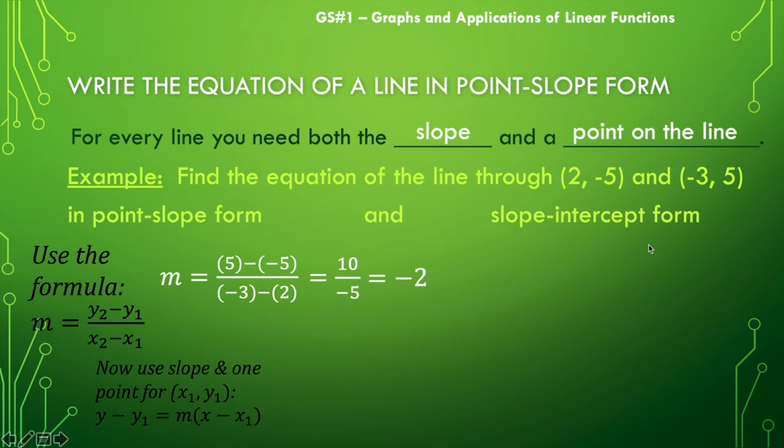Which point do you want to use? If you use the second point, negative 3, 5, it will look like this. y minus 5 is equal to negative 2 times x minus negative 3. Now, the only thing you're going to do is get rid of the parentheses in the front here and clean up this expression that involves x. So x minus a negative is going to be x plus. So we'll end up with y minus 5 is equal to negative 2 times x plus 3.